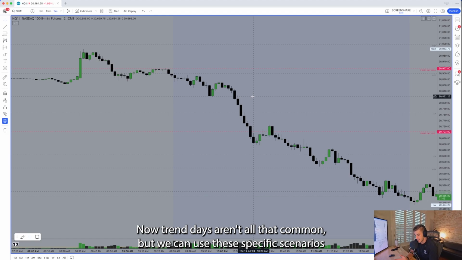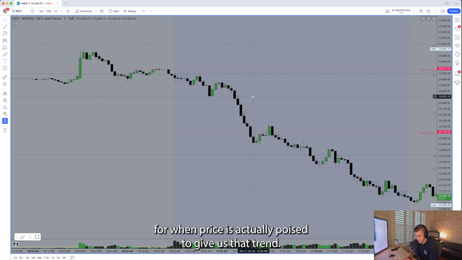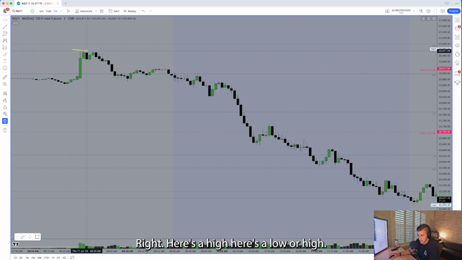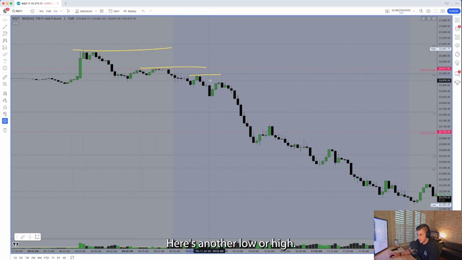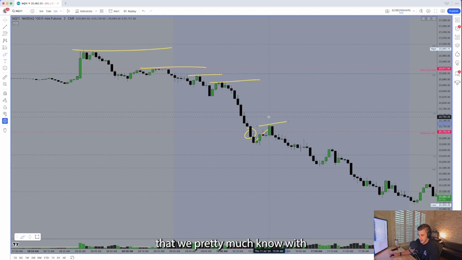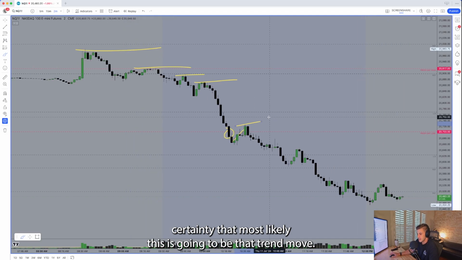Now, trend days aren't all that common, but we can use these specific scenarios for when price is actually poised to give us that trend day move to try and hold some of the trade for an outsized play. And one tool that I really like for holding on to trades is market structure, right? Here's a high, here's a lower high, here's another lower high, here's another lower high. Okay, no bid at the prior day low. This bounce is probably just going to be another lower high, right? At this point, once that prior day low fails, we pretty much know with certainty that most likely this is going to be that trend day move, right?